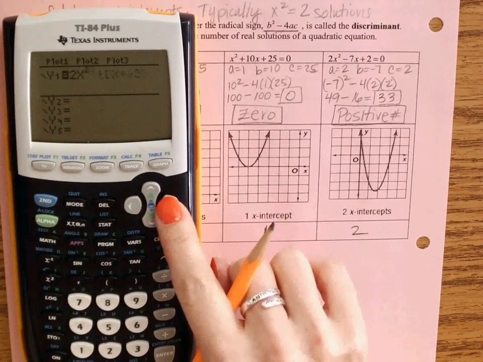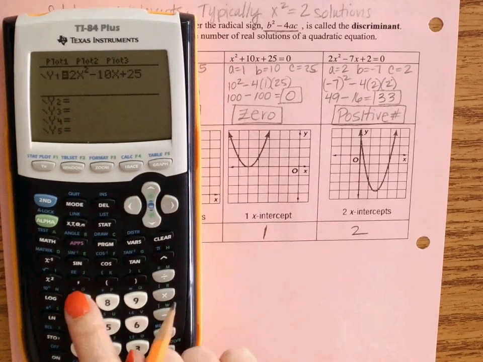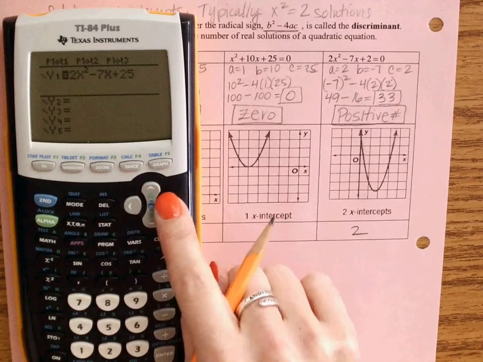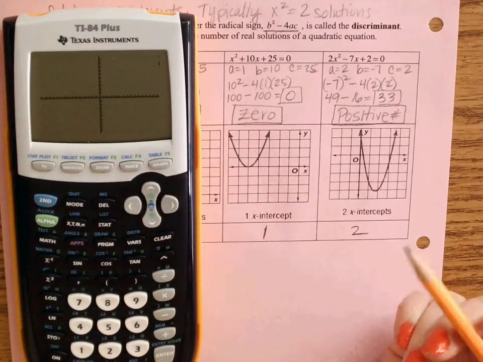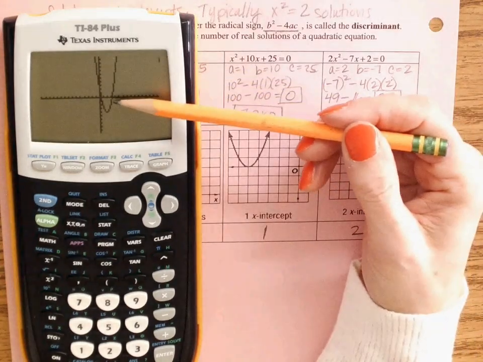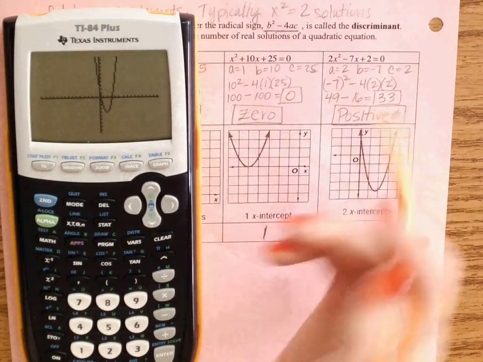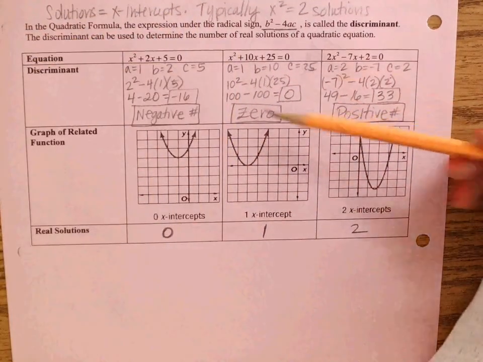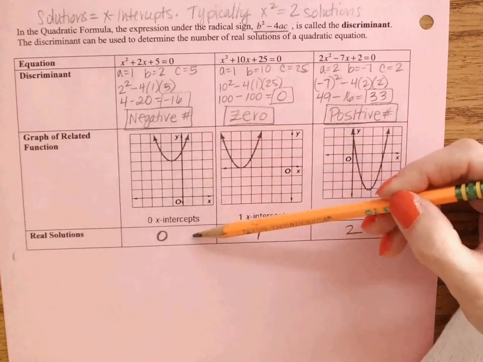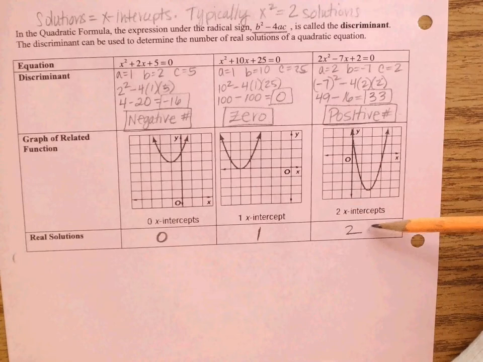So 2x squared minus 7x plus 2. Notice my parabola intersects the x-axis twice. And so again, to know how many solutions you're going to have, all you have to do is figure out the discriminant. Negative numbers are 0 solutions, 0 is 1 solution, positive numbers are 2 solutions.